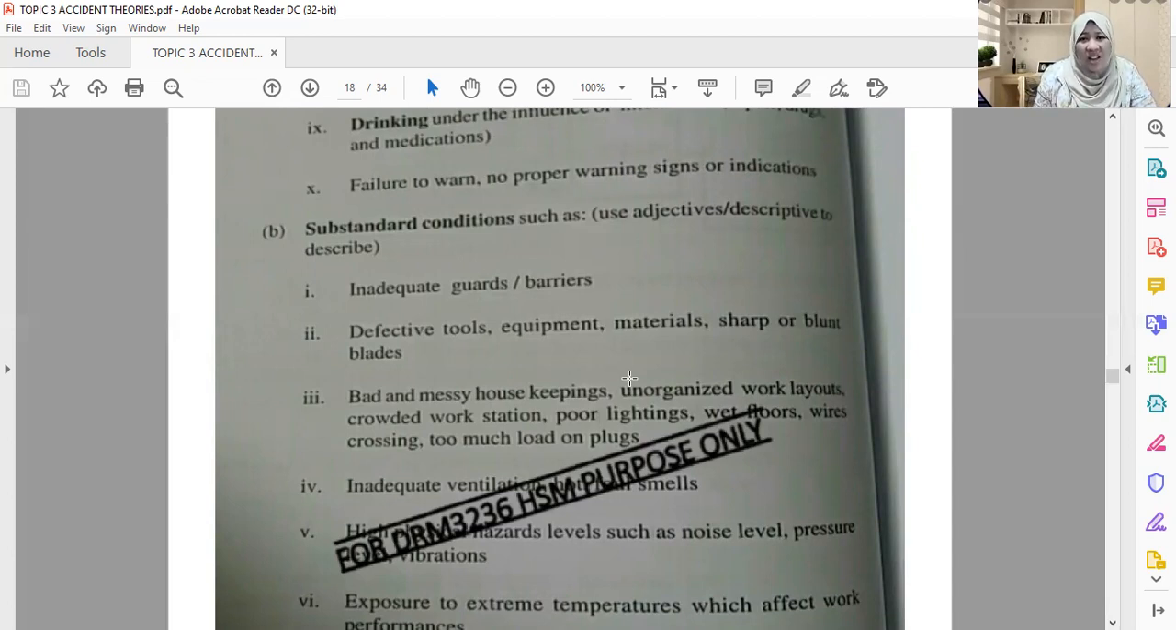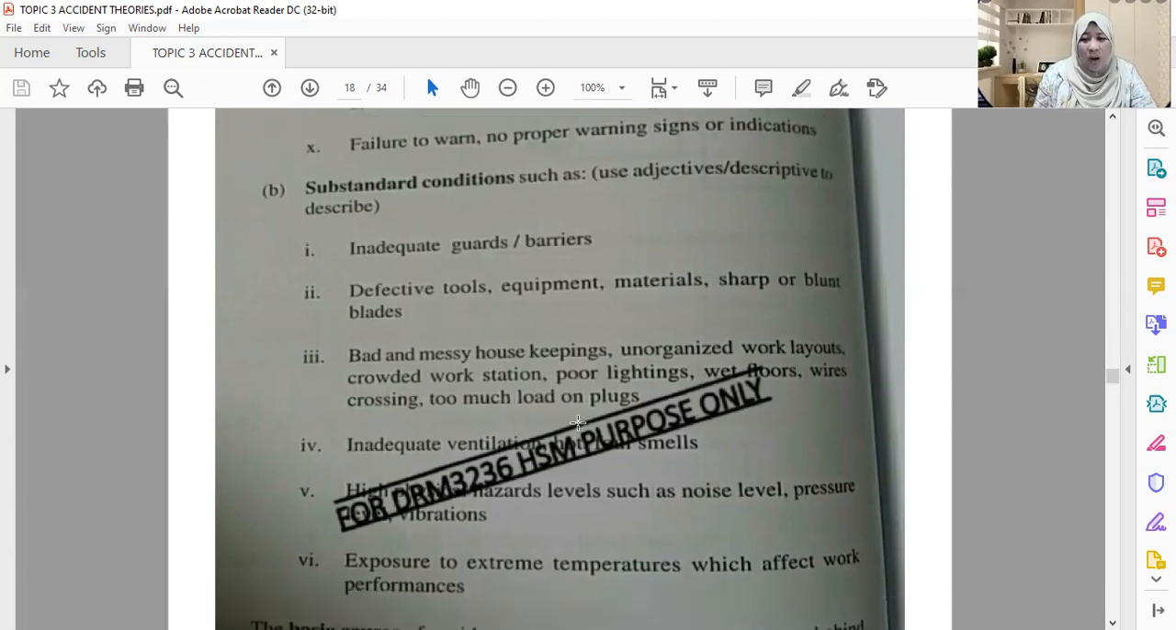Defective tools, equipment, material, sharp or blunt blades. Ini pun boleh jadi alat yang tumpul, dia boleh menyebabkan juga kemalangan. Yang kata alat tajam memang dah buat kemalangan. Ini yang menyebabkan lagi kemalangan tu berlaku bila you tak dapat sesuatu benda yang sepatutnya digunakan pada keadaan yang baik. Okay, bad and messy housekeeping, tak buat 5S pun, tak kemas pun, biar je datang kerja macam tu, balik kerja pun macam tu. So it's not proper.